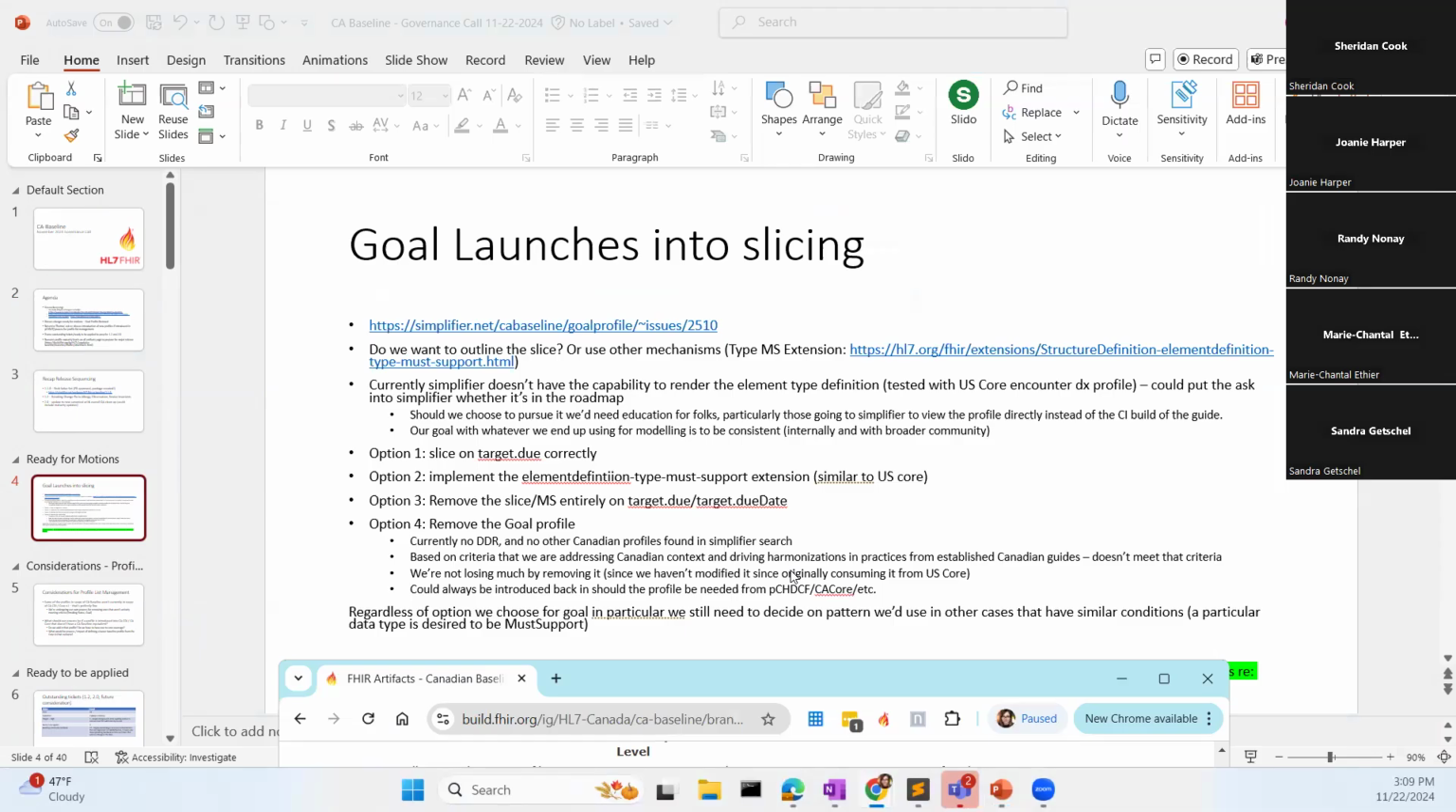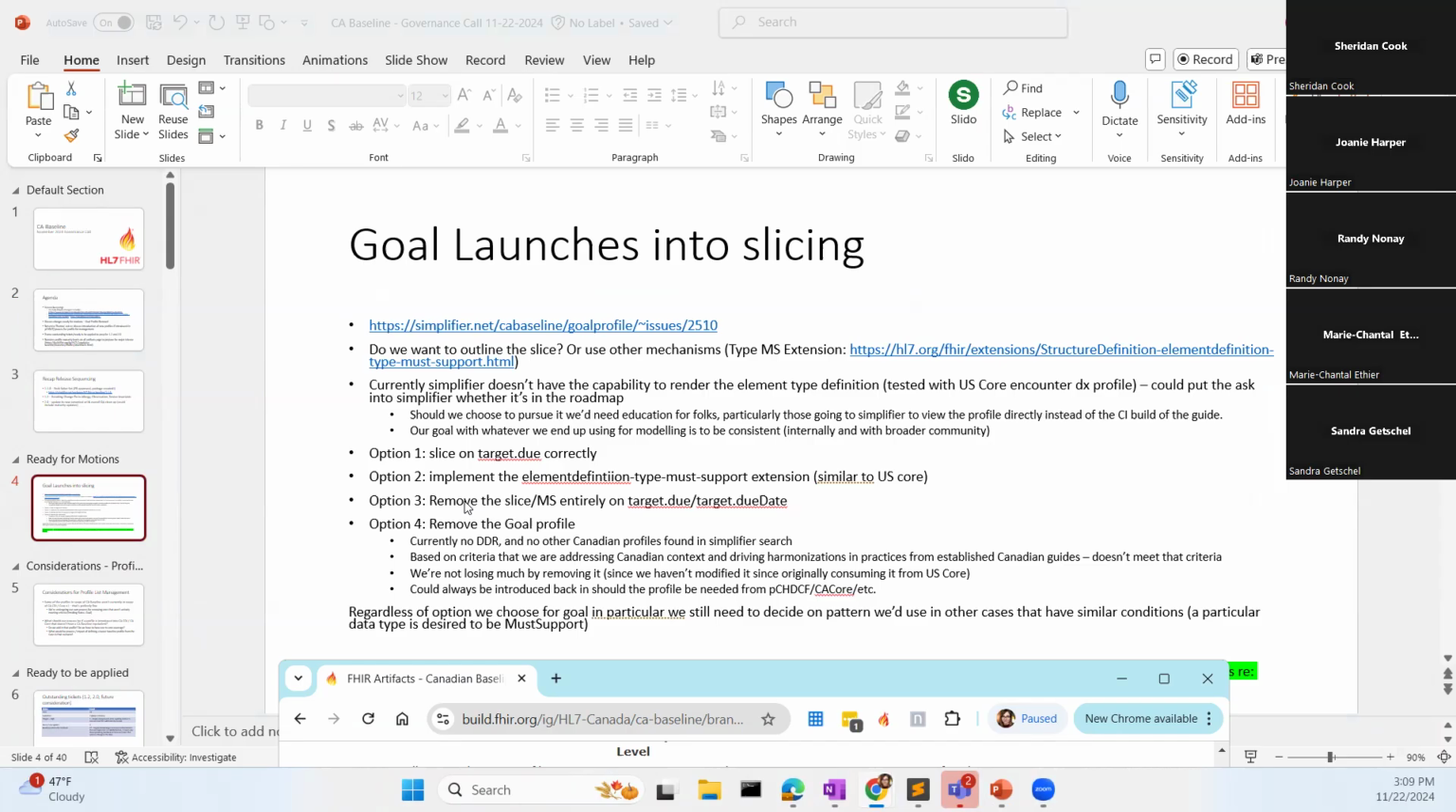In thinking through our options, and just to frame a little bit of this, originally we came to the conclusion of maybe removing the goal profile, because we were talking about the issues that we have on the goal profile today and how we might resolve them while minimizing disruption and minimizing lack of harmonization with what we're seeing in other national cores.